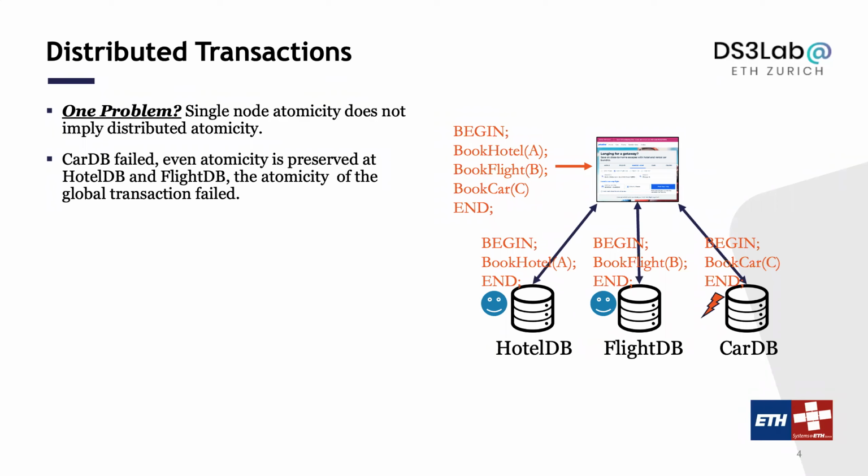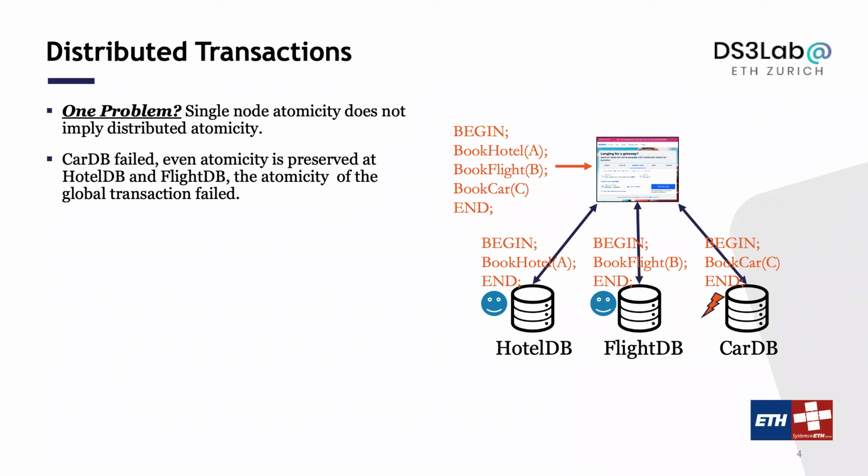In this case, even though each of the small transactions, the local transactions, are atomic, so HotelDB, FlightDB, they succeeded, but the car DB failed. They are atomic, and them coming together does not give you global atomicity, simply because if you look at the global transaction, only part of the large transaction succeeded. And that is something we want to avoid.